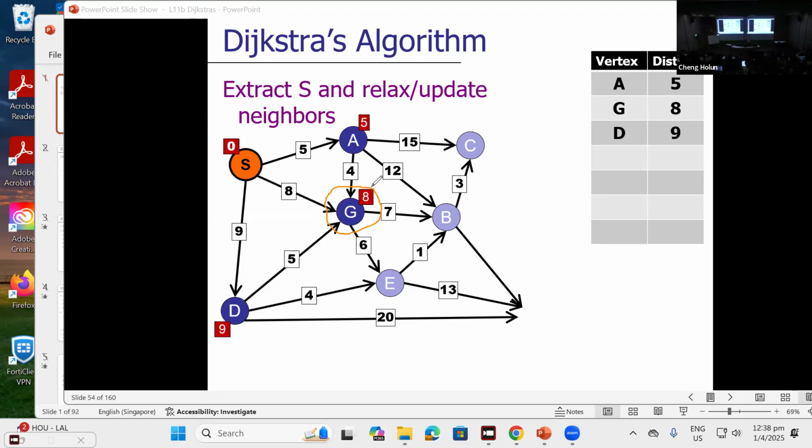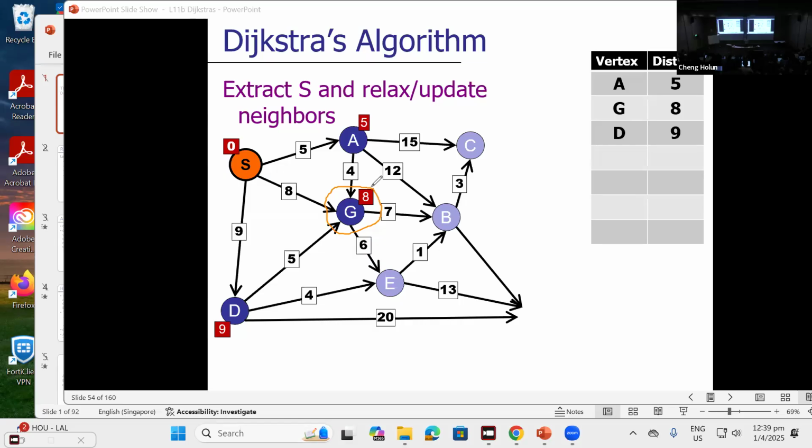If you want to go from S to A to G, what will be the estimated distance if you choose this route? Yes? 9, right? If I go to A and go to G, it will be 9. Is it better than what I had already? The original I had already is 8.